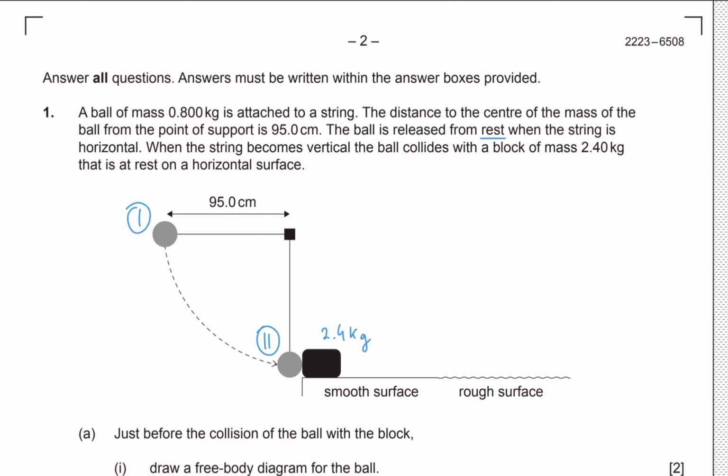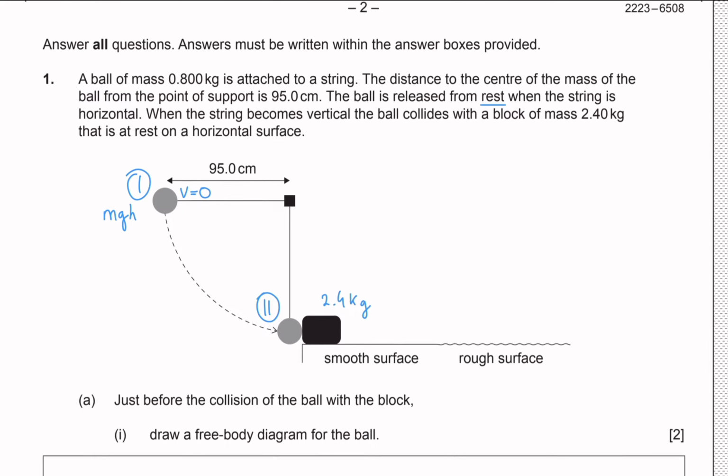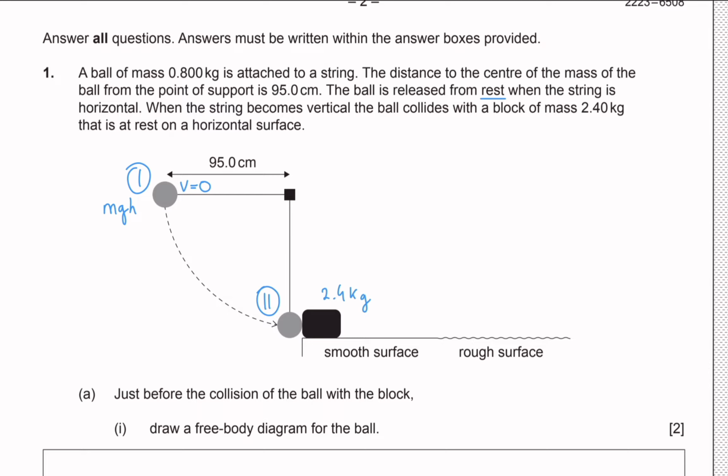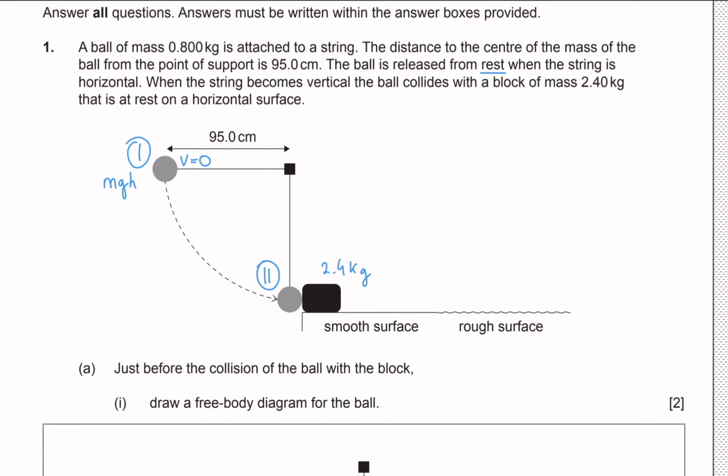Then we need to consider, what type of energy do we have at situation 1? Well, we know that the speed here is 0, so we're not going to have any kinetic energy. So the only energy we're going to have is mgh, the potential energy. And then if we think about situation 2, it's going to have some speed because it's going to strike the block here, so it's going to have kinetic energy.